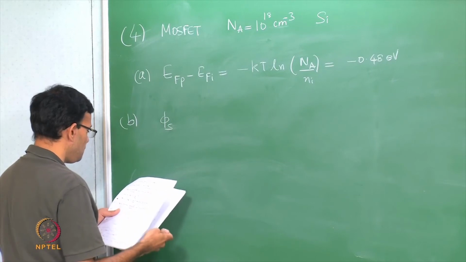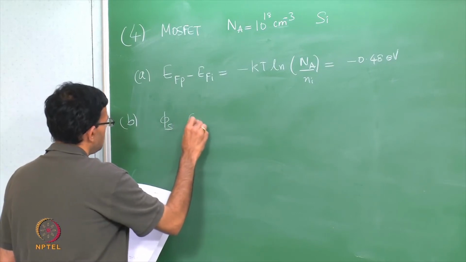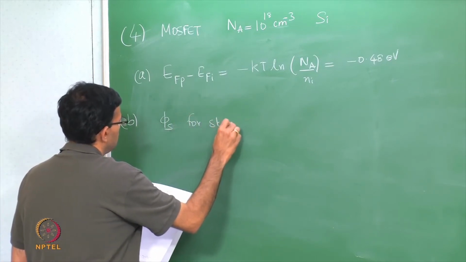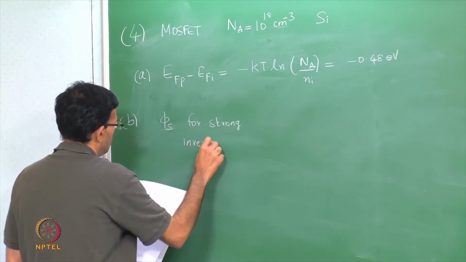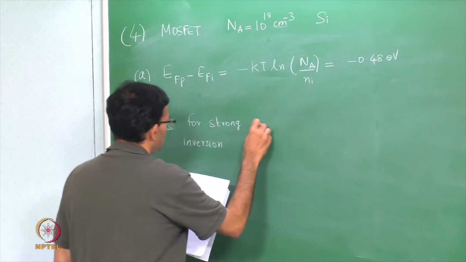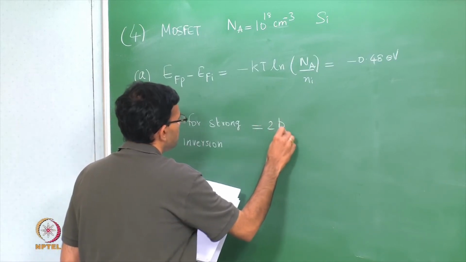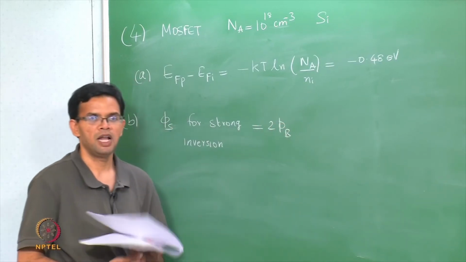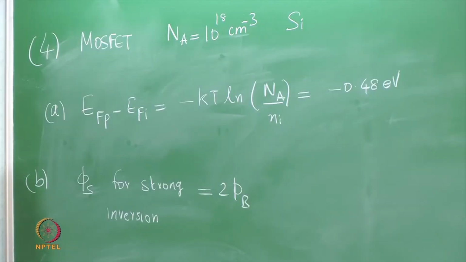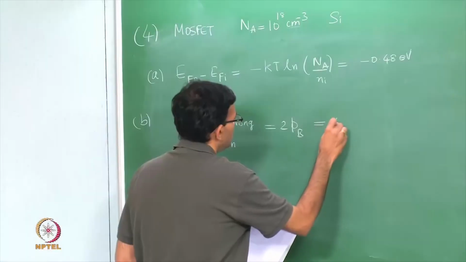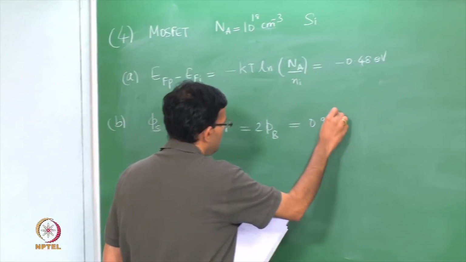So, phi s for strong inversion is essentially 2 times phi b. Phi b is the bulk potential, which is the difference in the Fermi levels in the bulk. So, phi s is 0.96 volts.